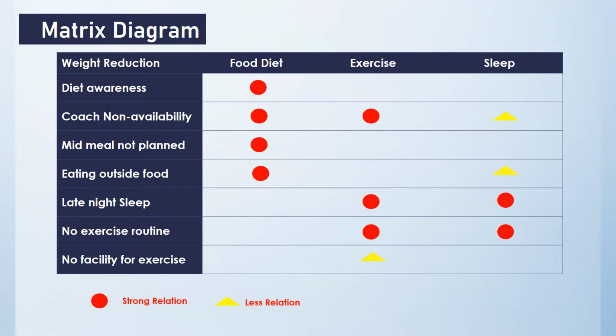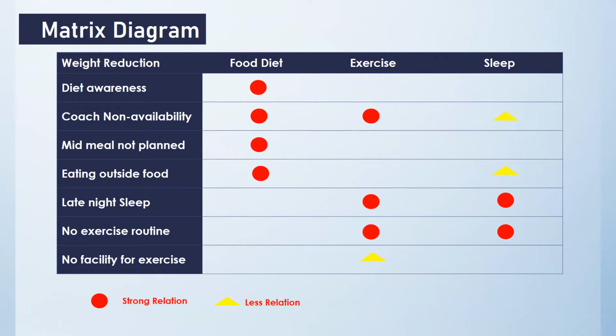We take one more factor: late night sleep is one of the factors. That has a strong relationship with exercise, and it may disturb the sleep. So these 2 have a strong relationship. In such a way we factor out all the causes into different data sets. It's a matrix diagram, so here we see the example of a matrix diagram.